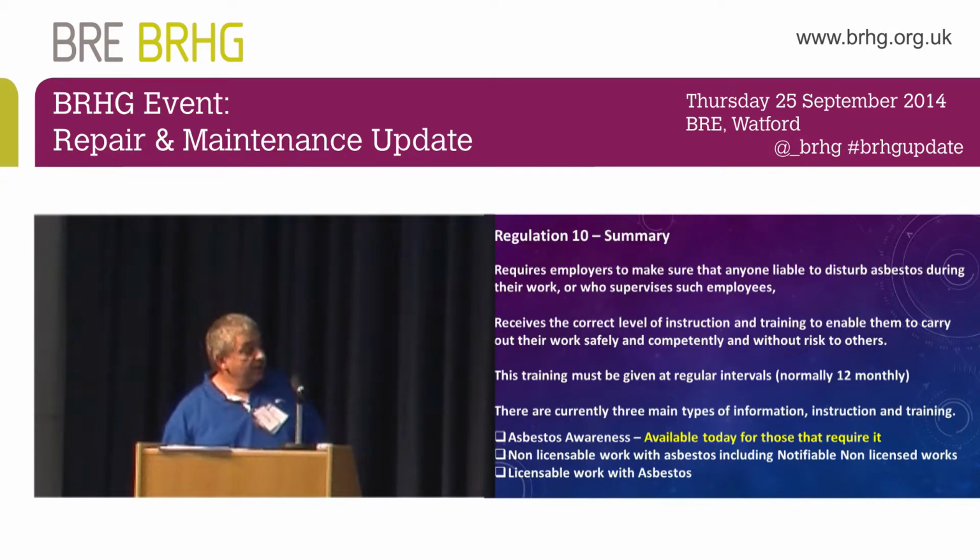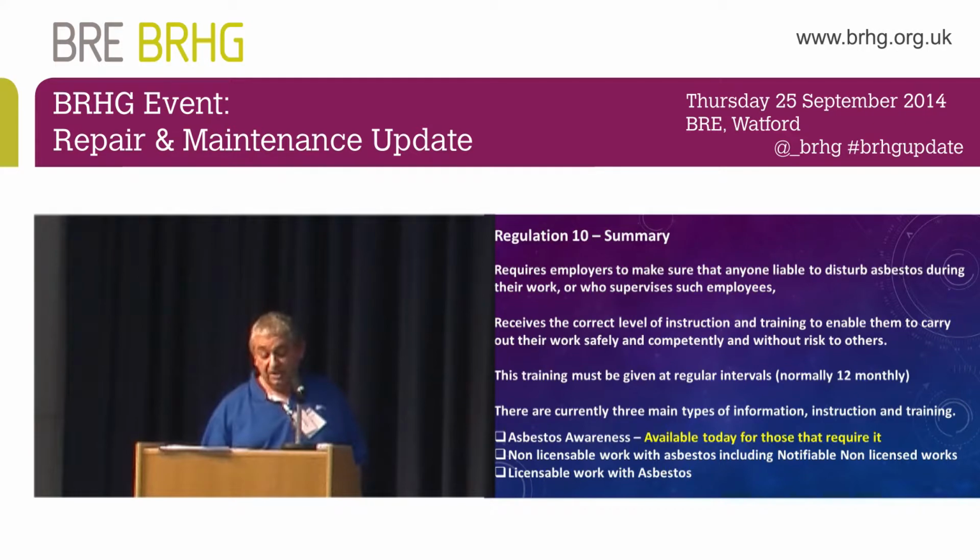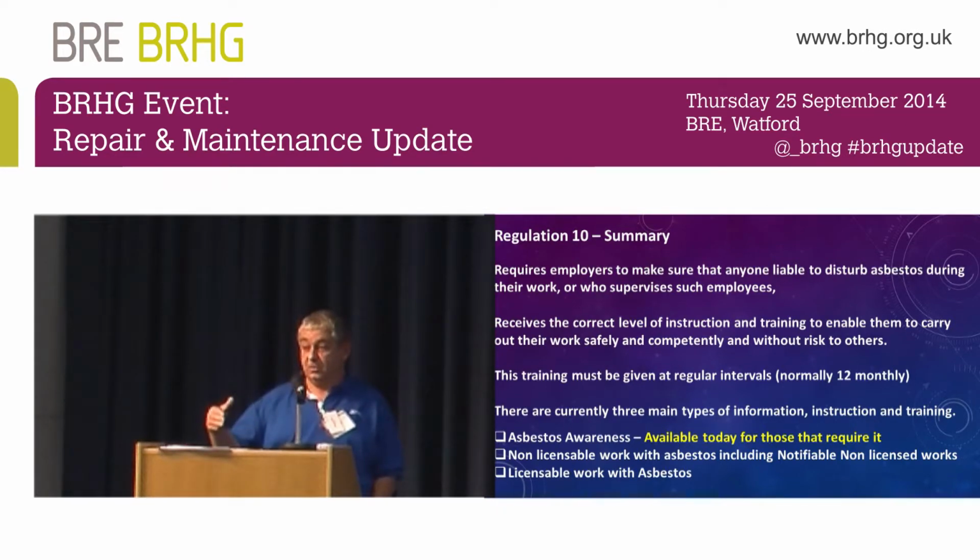There are 3 types of information, instruction and training. Asbestos awareness, that's the basic one, available today. Non-licensable work with asbestos, including notifiable non-licensed works. That's what changed in the regulations in 2012. So if you've got any of your building and maintenance workers that want to do non-licensed work, they do have to have extra training above that of awareness.